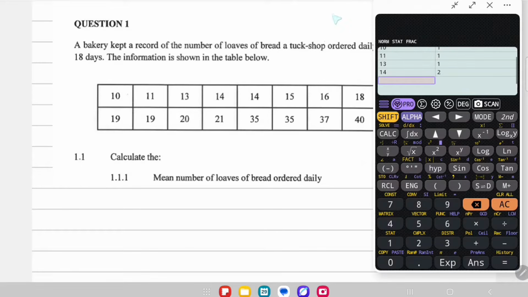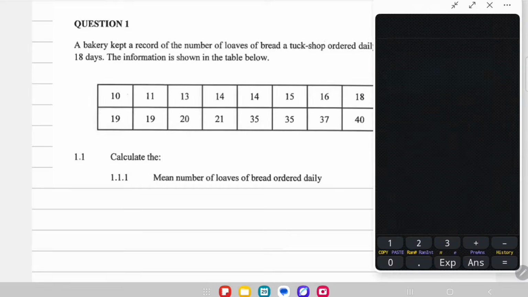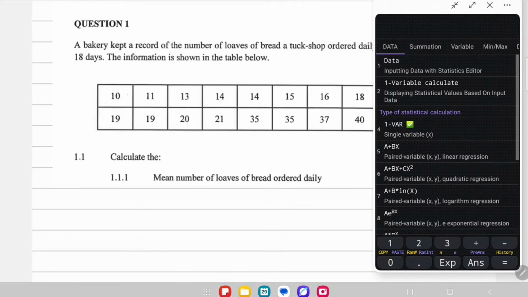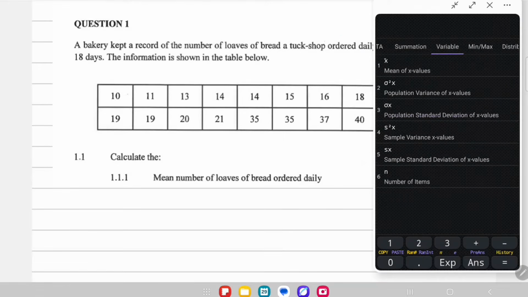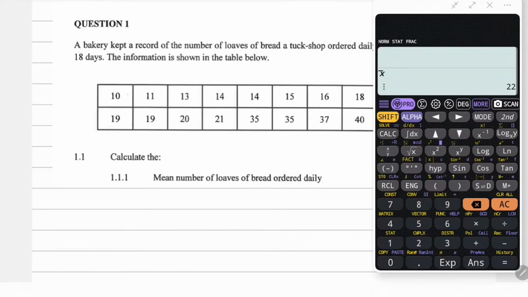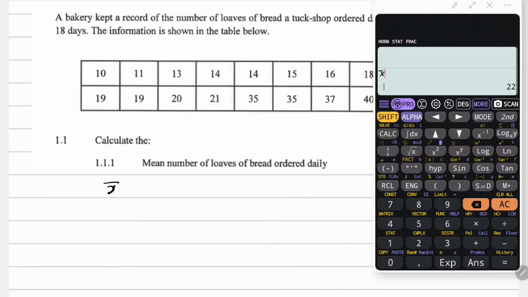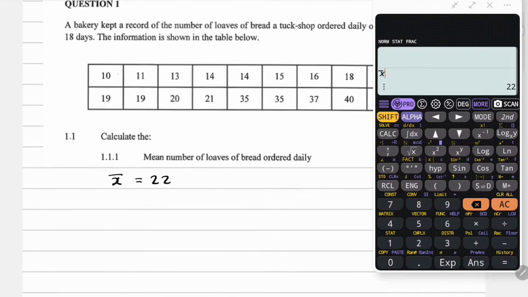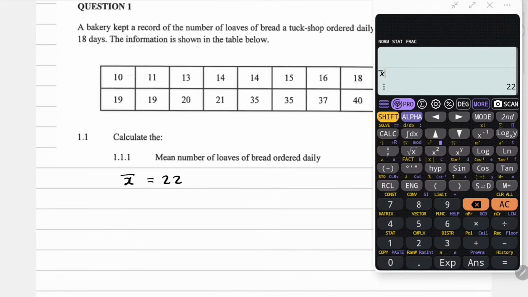Okay, and so on. Now, once you have input the data, you can press AC, Shift, and 1. And then you'll see a couple of options, but you just need to go for option number 4, variable. And then we're looking for the mean. So that would be the mean, like that. So let's see, the mean is exactly 22. So that would be the mean number of loaves of bread ordered daily. 22 loaves. Okay, and that is our answer.